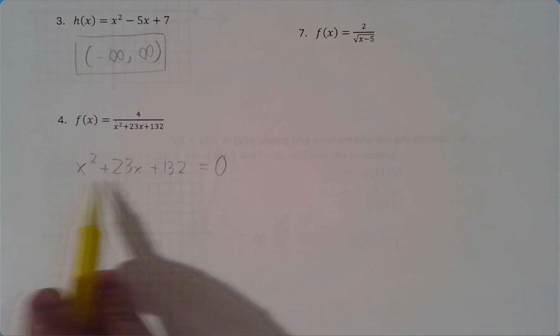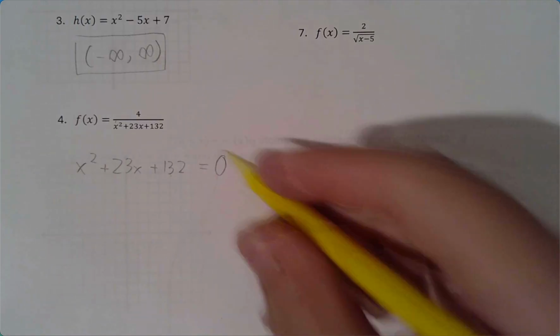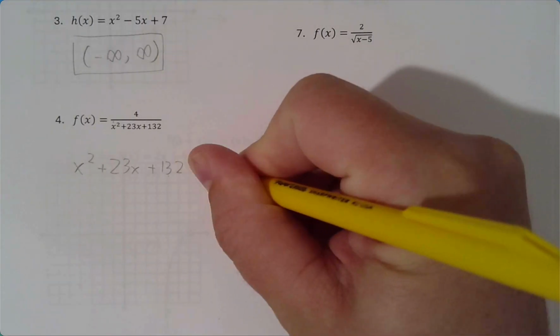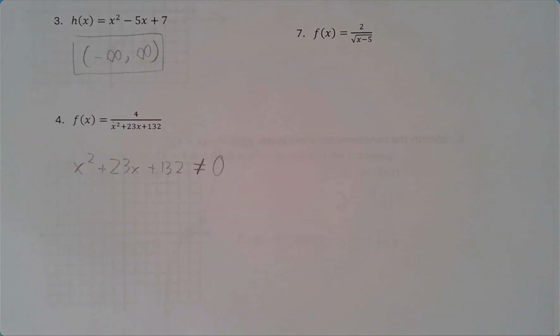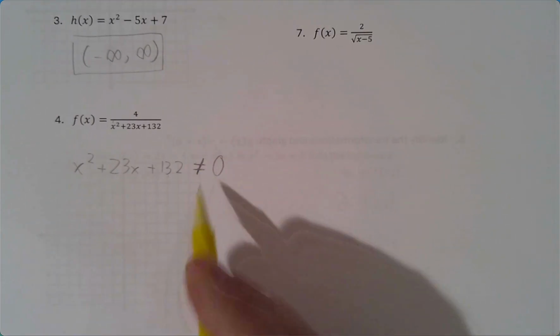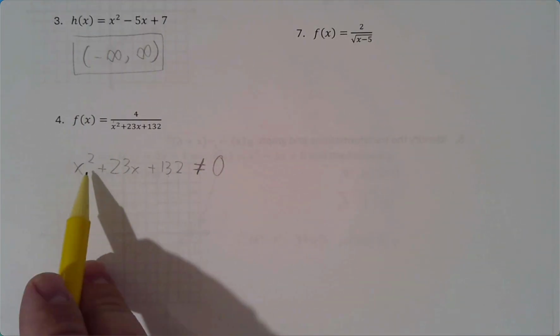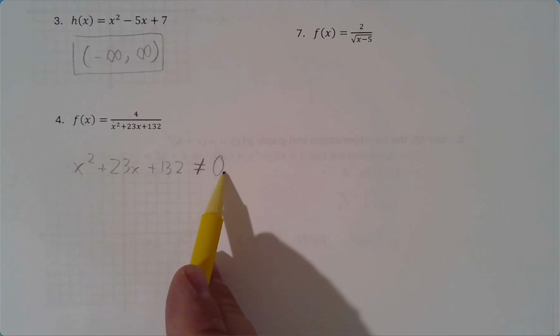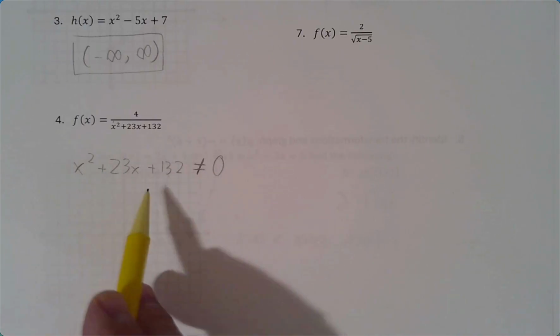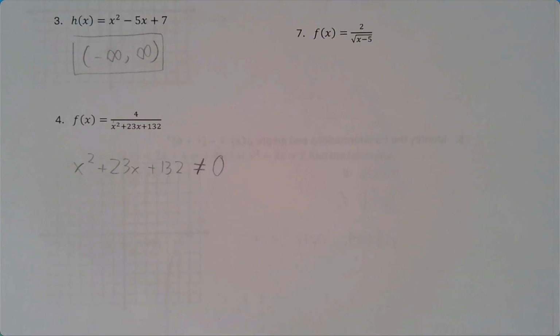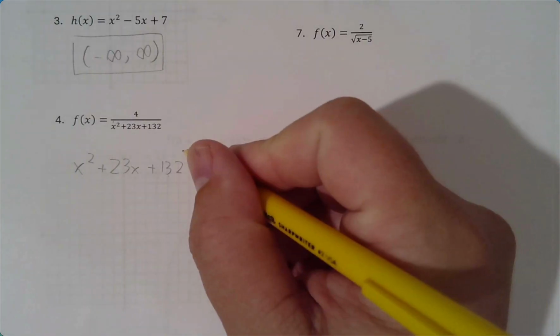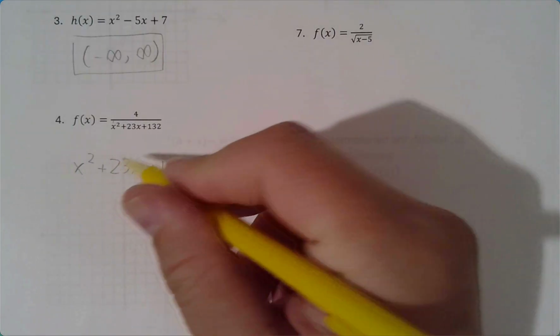And also, again, I know I'm saying I want to know where this equals 0, but that's because I can't have those values in my domain. It's the same algebra, but just remember that we're technically saying I want to know where this is 0 so that I can say my domain is anywhere I don't get that. Well, let's solve it. We're looking for factors of 132 that add to 23.